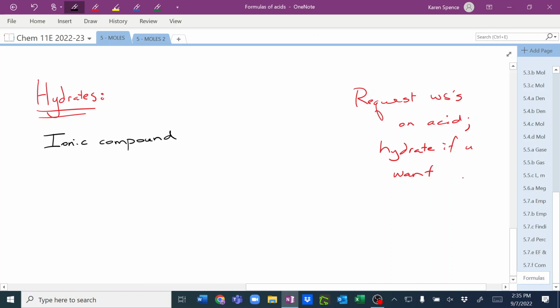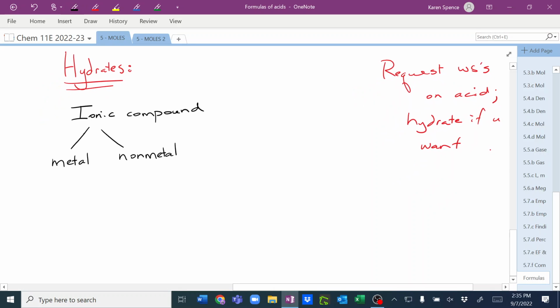What makes a compound ionic? Yes. We have a metal and we have a non-metal. Okay, now that's the case most of the time.